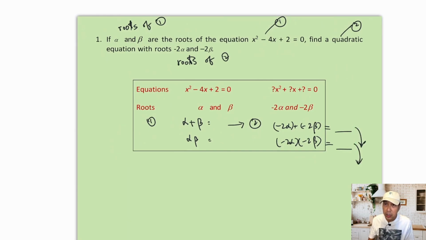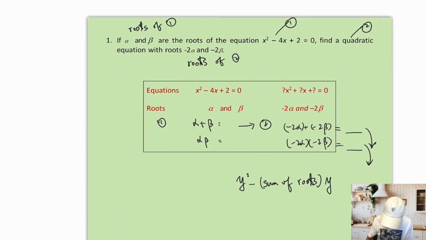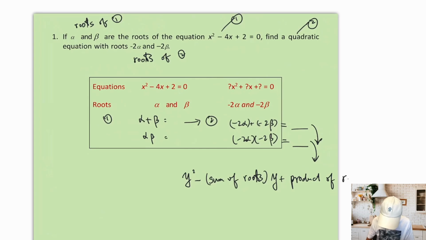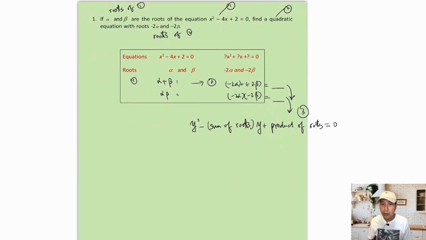We can substitute into the following formula: y squared minus sum of roots times y plus product of roots equals 0. Okay, so we are going to do 3 steps. The first step, find the sum and the product of roots of the first equation.